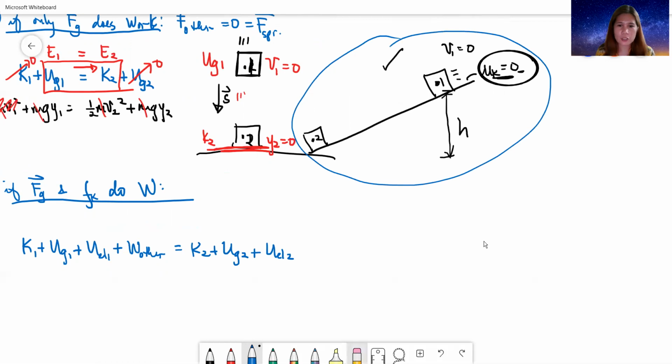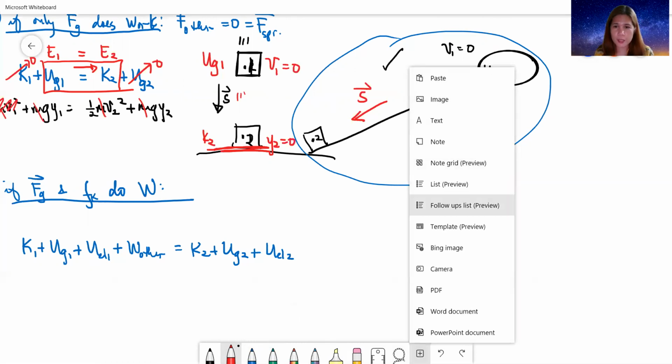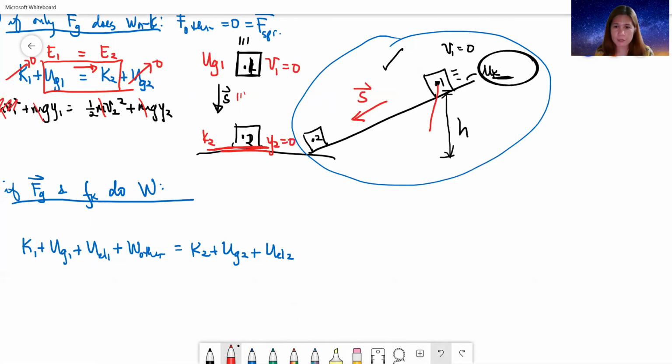Pero, hindi ko siya gagawing zero. Meron siyang value na mu k. So pag ganyan, the change in the position is downward, but you have gravity somewhere here. Gravity is still vertical. Vertically down. So kung gagawa tayo ng free body diagram ngayon ng system natin, meron kang mg, ito.